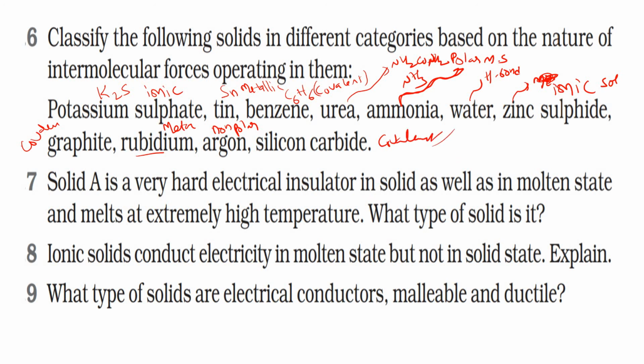Solid A is very hard, an electrical insulator in solid as well as molten state, and melts at extremely high temperature. What type of solid is it, they are asking. Generally if it is a metal, it does not come under the insulator. Insulators are very hard in nature, and that too insulator. Maybe covalent. Covalent solids are hard in nature, they are insulators because of absence of free electrons.